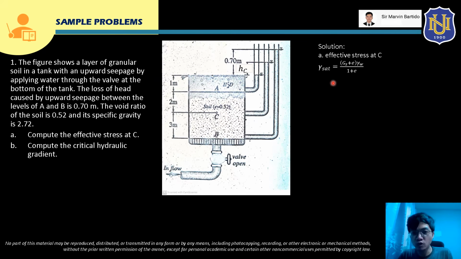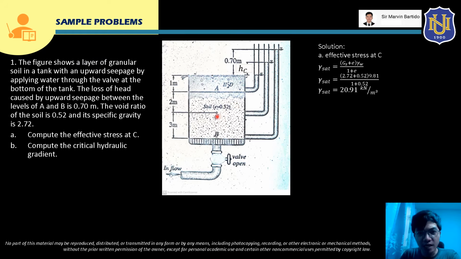So, i-substitute lang natin dito, class. At ano yung lalabas, class? So, i-compute natin yan sa calculator natin. Alright, so 1 plus, and ang lalabas dyan, class, ay 20.91 kilonewton per meter cube. So, that will be the saturated unit weight ng soil natin.